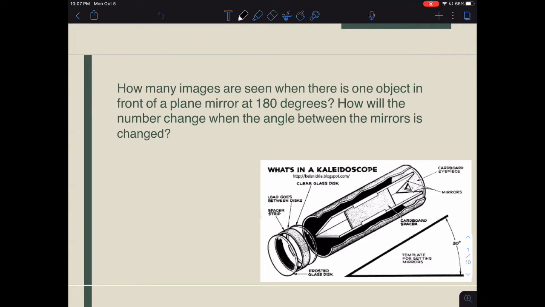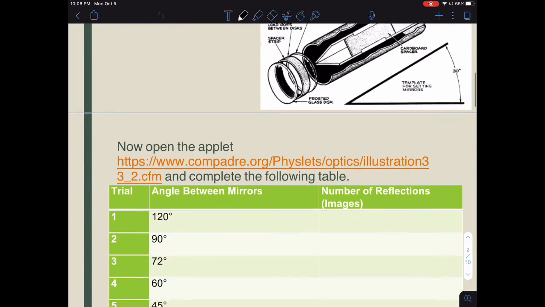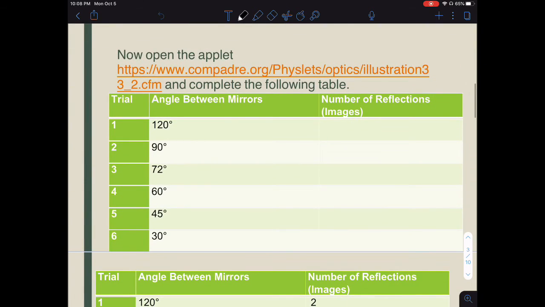As the angles get smaller, the number will grow. The smaller angle allows for multiple reflections to be created. Pause the video and go to the applet. Change the angles between the mirrors to the angles that are seen in the table, and count the number of images seen and record them in the table given.